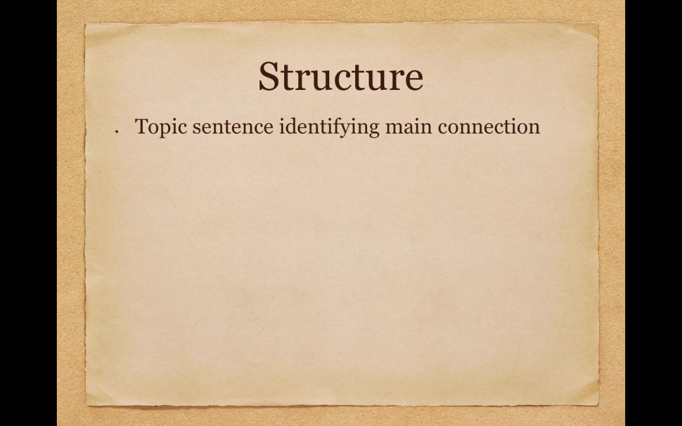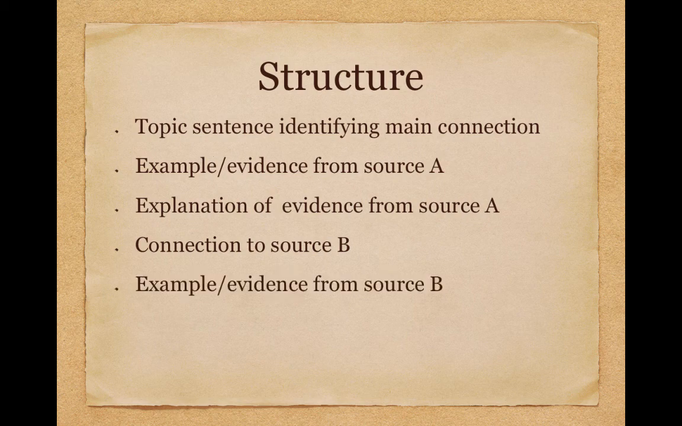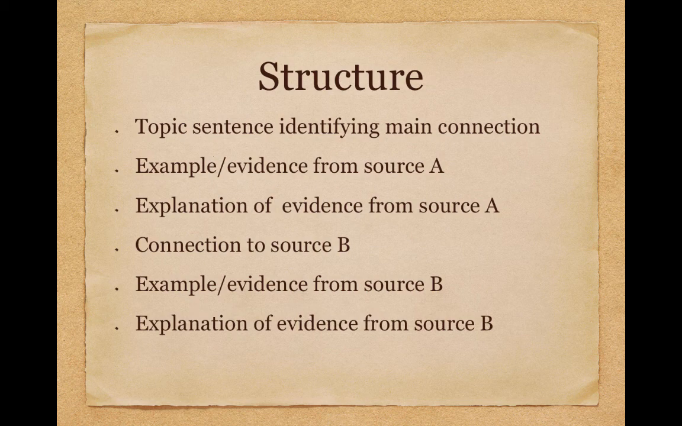You're always going to start off with a topic sentence, and in this case the topic sentence is going to be identifying the main connection between the secondary and the primary source. Then you're going to want example or evidence from source A, and source A might be the primary source, or it might be the secondary source, depending on the argument that you're making. You'll want some explanation of that evidence, and you'll then want to connect source A to source B somehow, and we'll look at an example of how to do that. You're going to then want an example or evidence from source B, and an explanation of that evidence from source B, and then you're going to want some final analysis from you that pulls everything together.